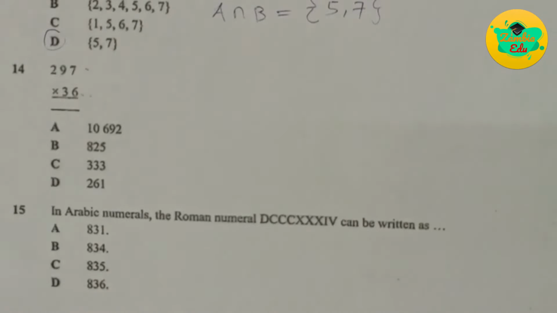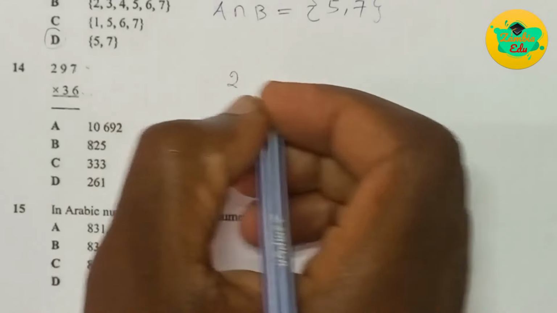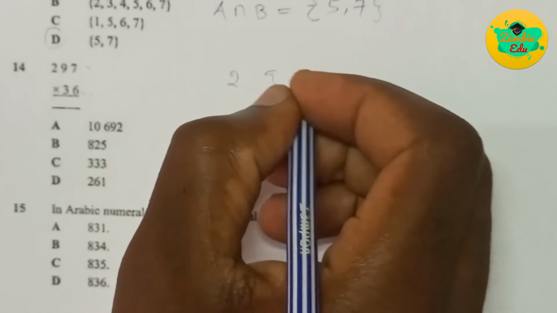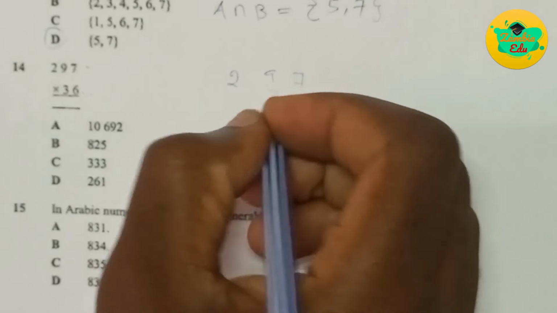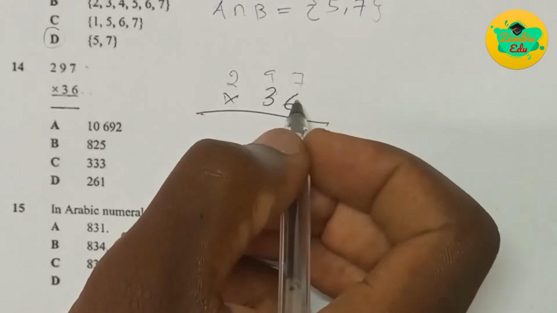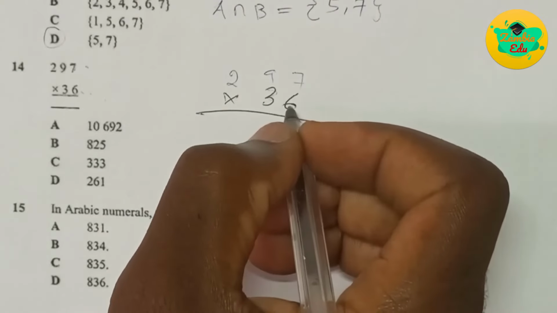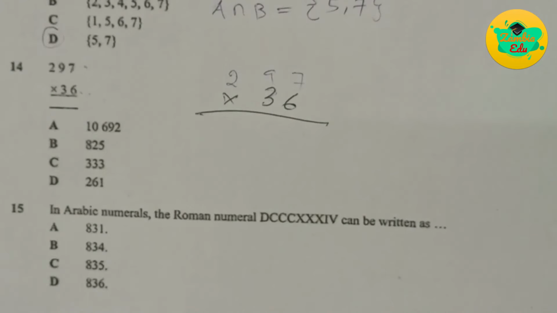Question 14, it's a multiplication which we have been given there. We should be able to multiply. So let me just write what we've been given again here to create more space. And 36 multiply. So we're going to multiply these numbers at the bottom with everything on top. So we start with 6. 6 times 7 gives us 42.